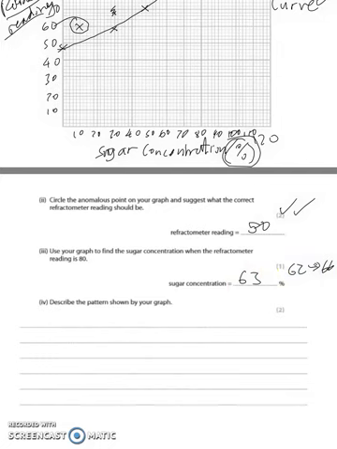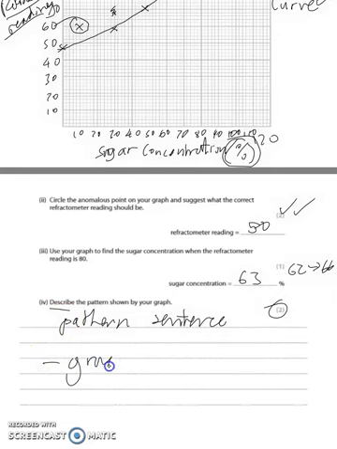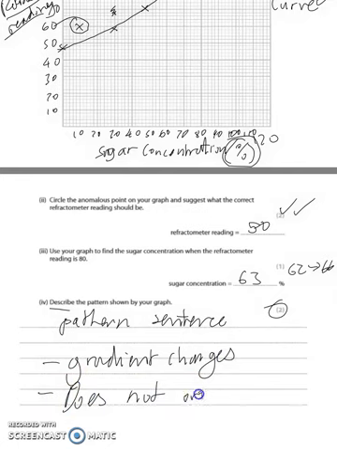Describe the pattern shown by your graph. Looking for 2 marks here because it's just a describe. Anything that would mention the shape, the pattern, something about positive correlation. It's a positive slope, so it keeps going bigger. The gradient is changing all the time. It's non-linear. It doesn't go through the origin. There's a lot to talk about with this graph. So we were just looking for 2 good sentences that made sense about the graph.